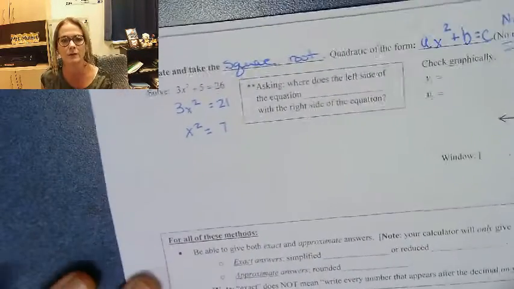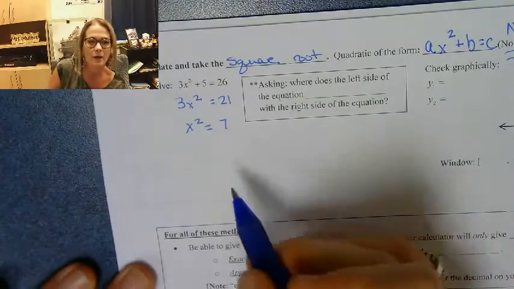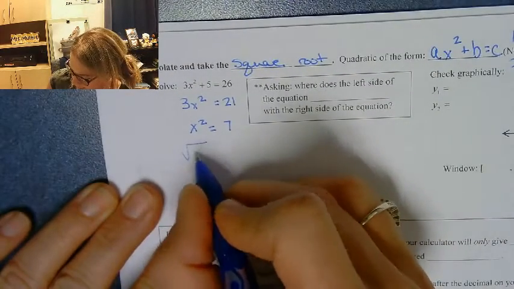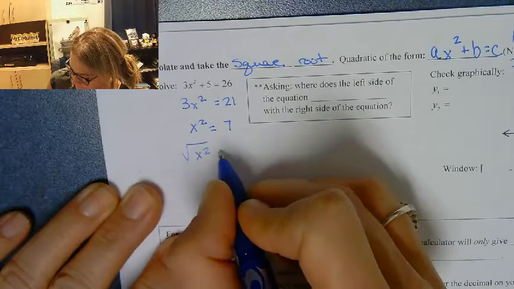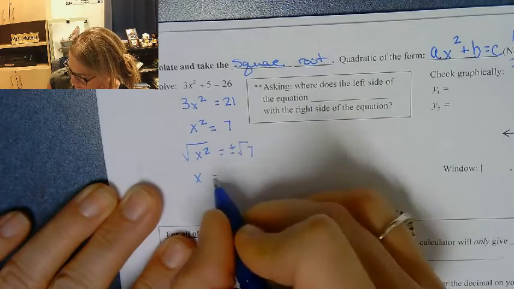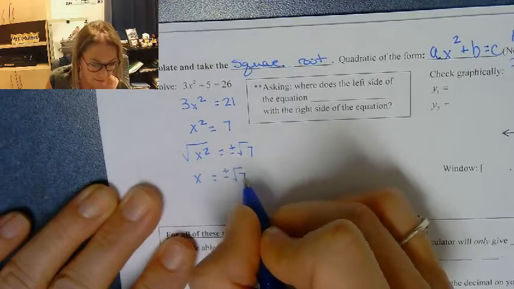So square root theorem is when you've got x squared that can equal a constant. So we're going to take the square root of both sides. And then this will be plus or minus root 7. Plus or minus root 7.